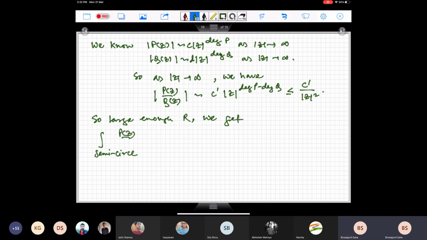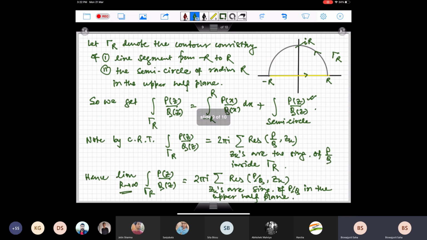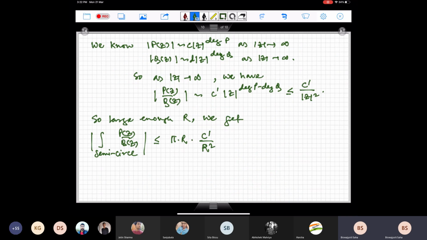of Pz upon Qz in absolute value is less than or equal to what is the length? Length is pi r into some C prime divided by mod z, where mod z is equal to r on this circular arc. So I get r square, which is equal to pi C prime divided by r. And this goes to 0 as r tends to infinity. All of you agree to this? Yeah.